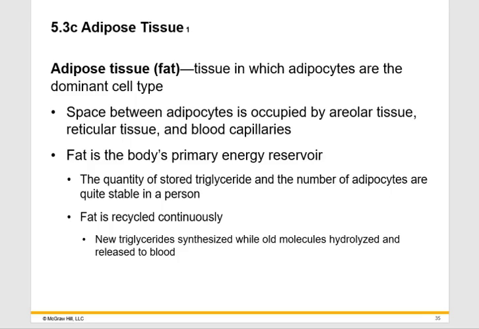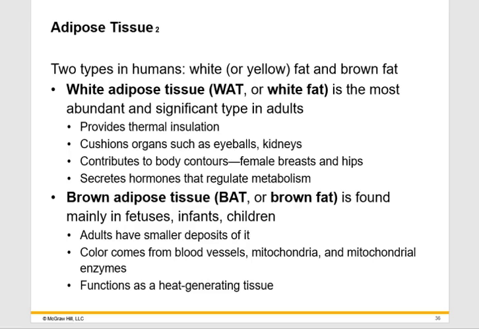Adipose tissue. This is our fat. Adipose tissue is a very specialized connective tissue holding our triglycerides, which is how we store energy inside of our body. We do have white versus brown adipose tissue. As an adult, most of your adipose tissue is the white type, providing insulation and really just hanging on to excess energy.